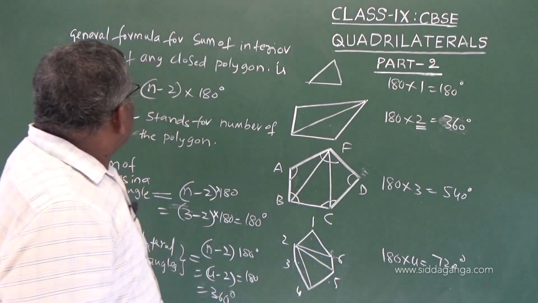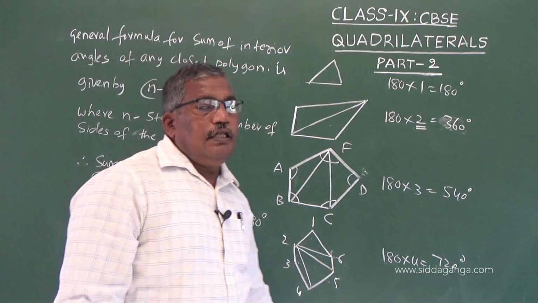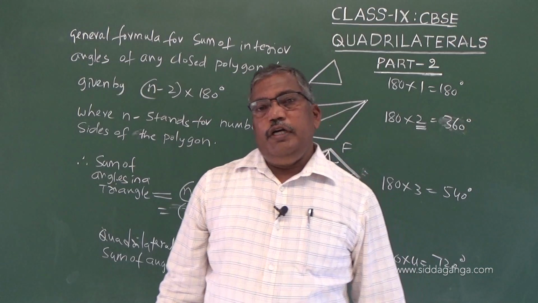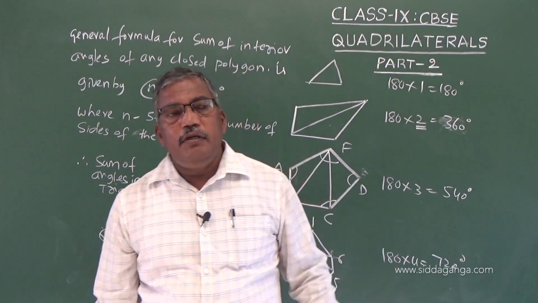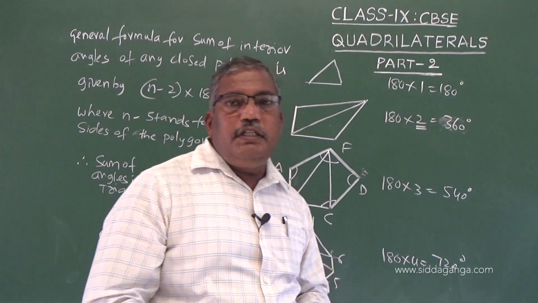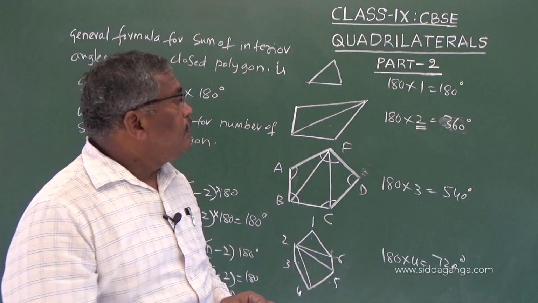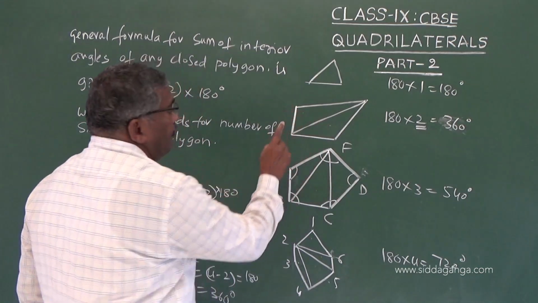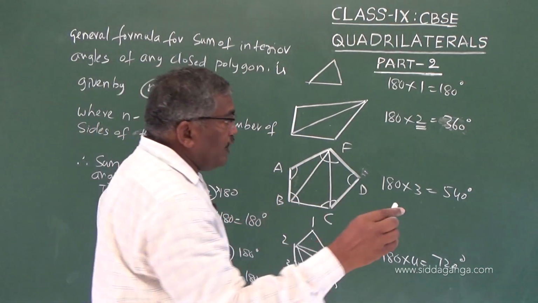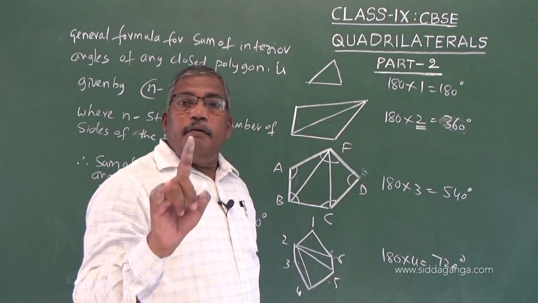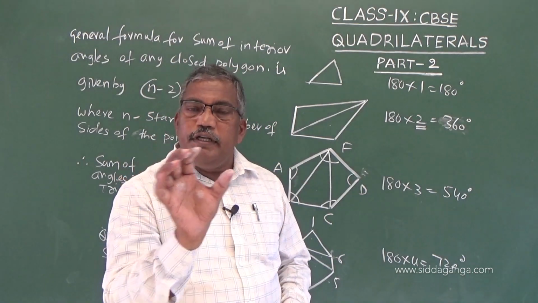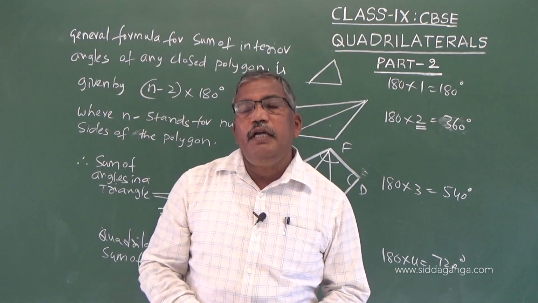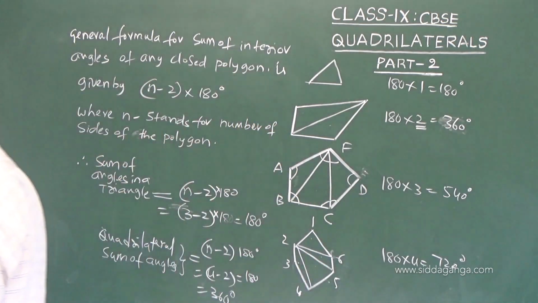So this is the general formula for the interior angles of any polygon. So n minus 2 into 180 degree. Then what is the total of interior angles of an octagon? So octagon will have 8 sides. So n minus 2 is 6, into 180. So that is the value of the total interior angle of the octagon. So that is how we have to calculate.